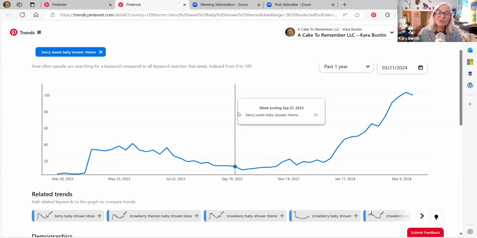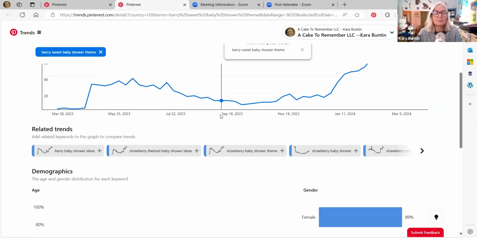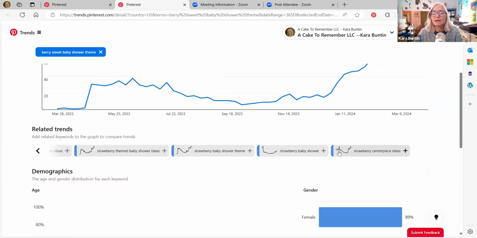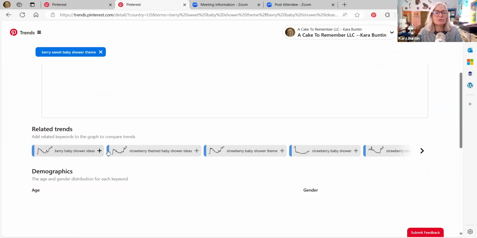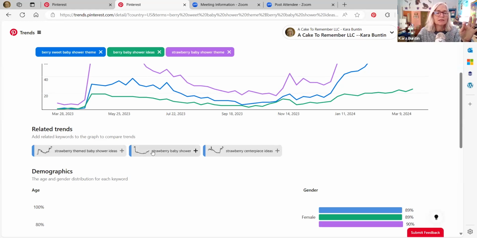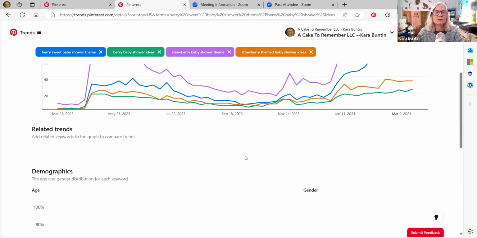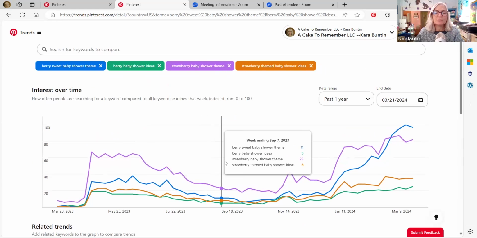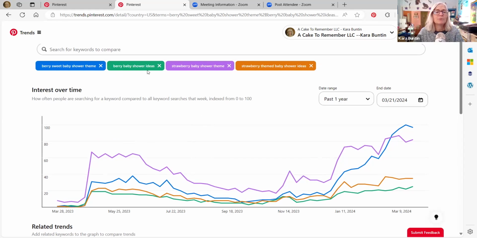And guess what I might be doing this afternoon? I might go and make some berry cupcake toppers for this. Berry baby shower ideas, strawberry theme baby shower ideas, strawberry baby shower theme. So definitely there is enough here. And look, you can choose for every single one of these charts, if you put them on top of each other, except for this one, strawberry baby shower. But look, strawberry theme baby shower, berry baby shower ideas, strawberry baby shower theme, all of these.